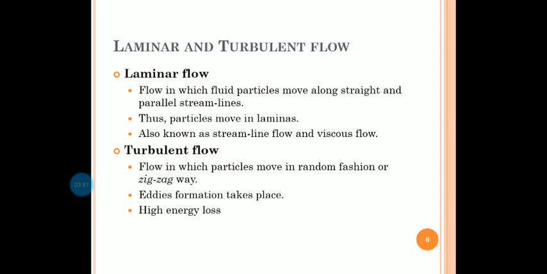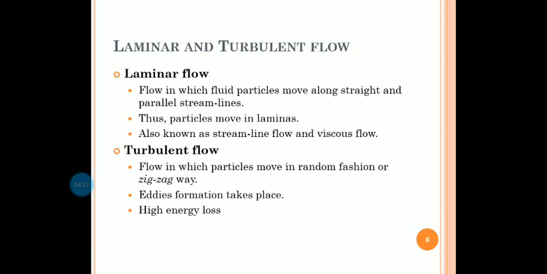The next type is laminar and turbulent flow. In laminar flow, particles move in laminas. Why laminas? Because fluid particles move along straight and parallel streamlines, and these streamlines are equispaced. So the particles move in laminas, and hence its name is laminar flow. Laminar flow is also known as streamline flow and viscous flow.